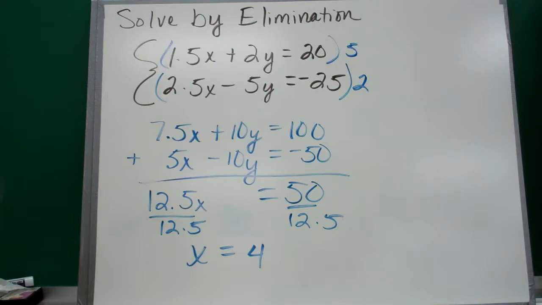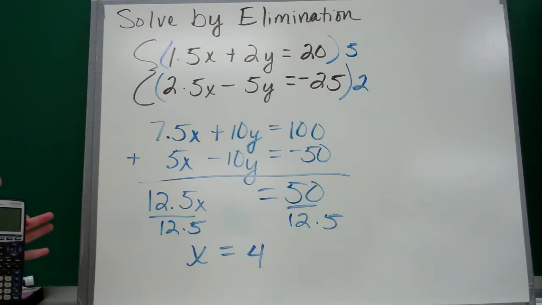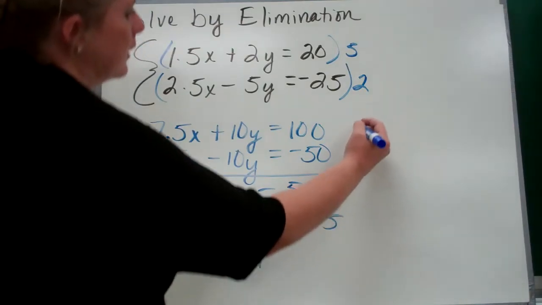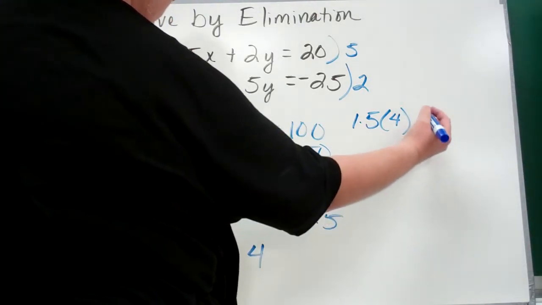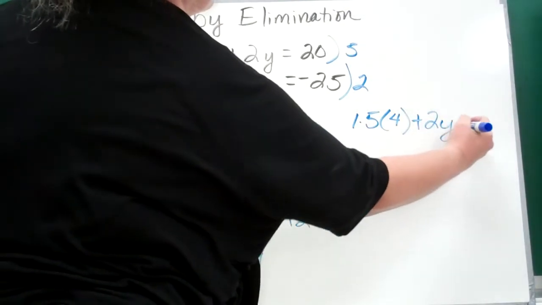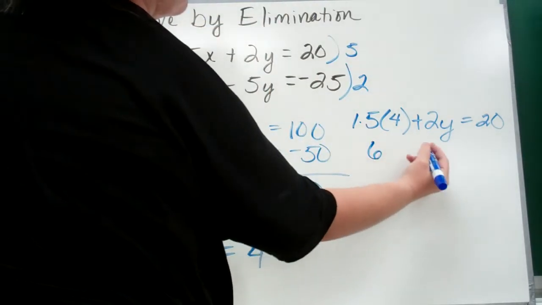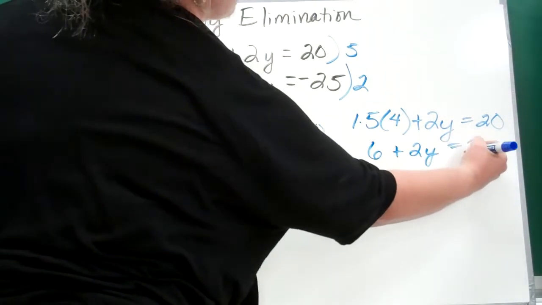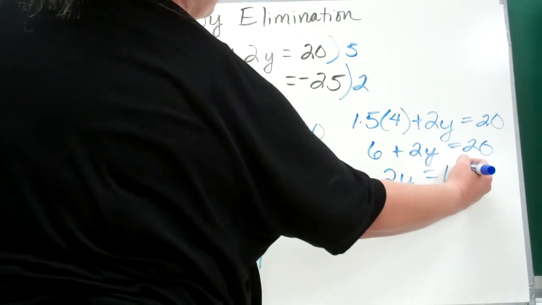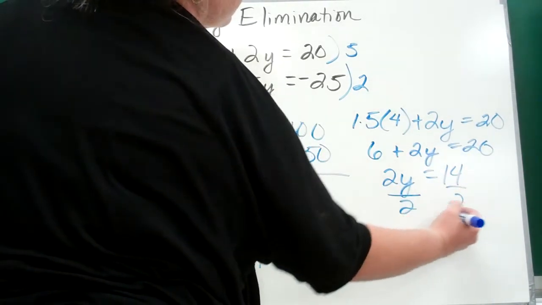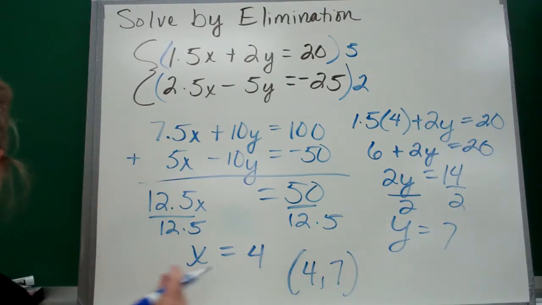Pick one of your equations to plug into and run with it. It does not matter which one. I'm going to pick the first one just for fun. 1.5 times 4 plus 2y equals 20. 6 plus 2y equals 20. Subtract 6, 2y equals 14. Divide by 2. Y equals 7. The ordered pair is 4, 7.